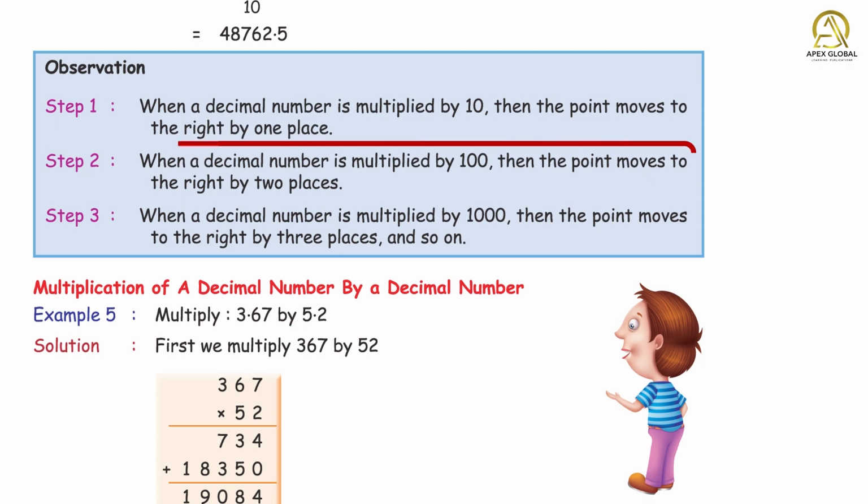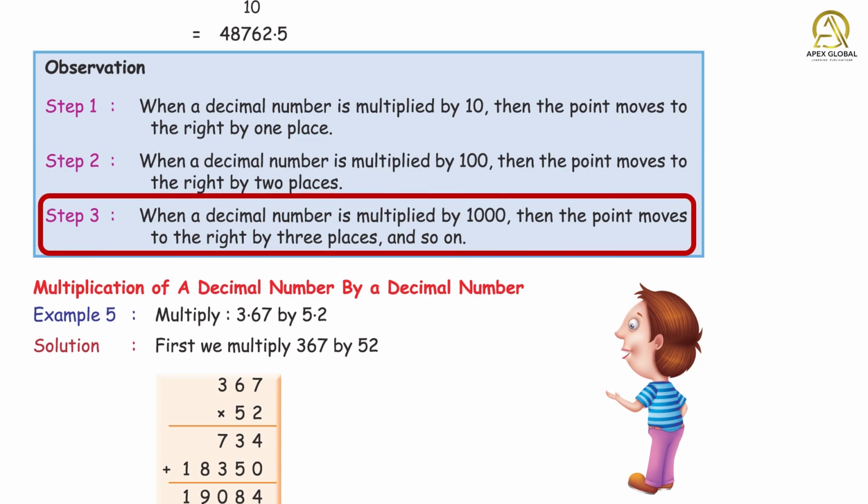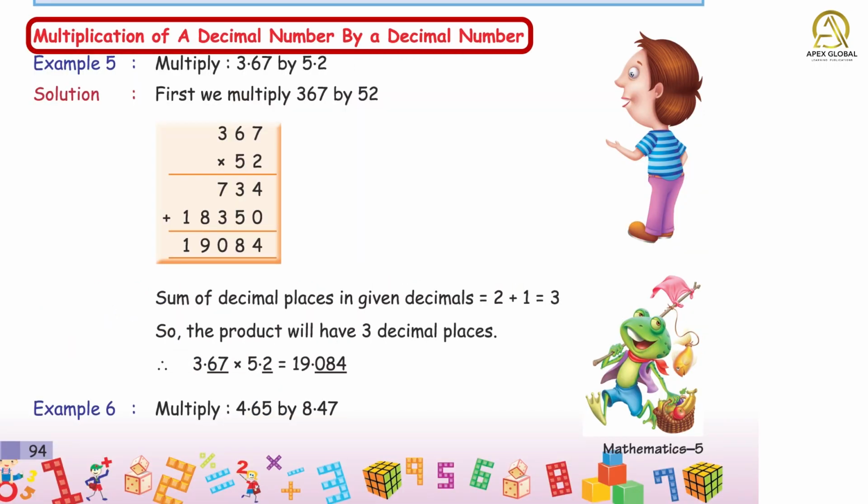1 place. Step 2. When a decimal number is multiplied by 100, then the point moves to the right by 2 places. Step 3. When a decimal number is multiplied by 1000, then the point moves to the right by 3 places, and so on. Multiplication of a decimal number by a decimal number.